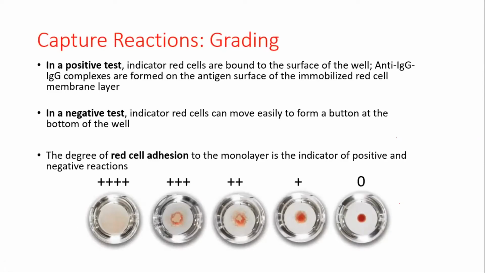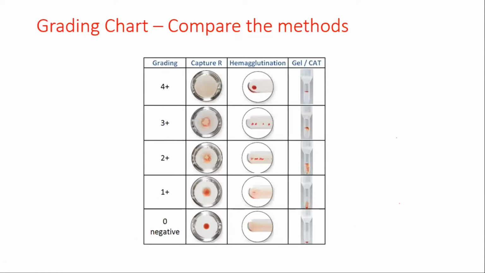We can also do grading using this grading method. If there is a picture like this or like this, the grading will be from 4+ to 0, or a negative reaction. We can use this grading as a comparison to other techniques. If this layer is like this, it is a 4+. In the hemagglutination technique or test tube technique, whenever we see the agglutination like this, it's a 4+ reaction. And in the gel technique, when we see the cell layer on the top, it is called a 4+ reaction. Similarly, 3+, 2+, and negative reactions we can compare with the test tube technique and gel technique like this.